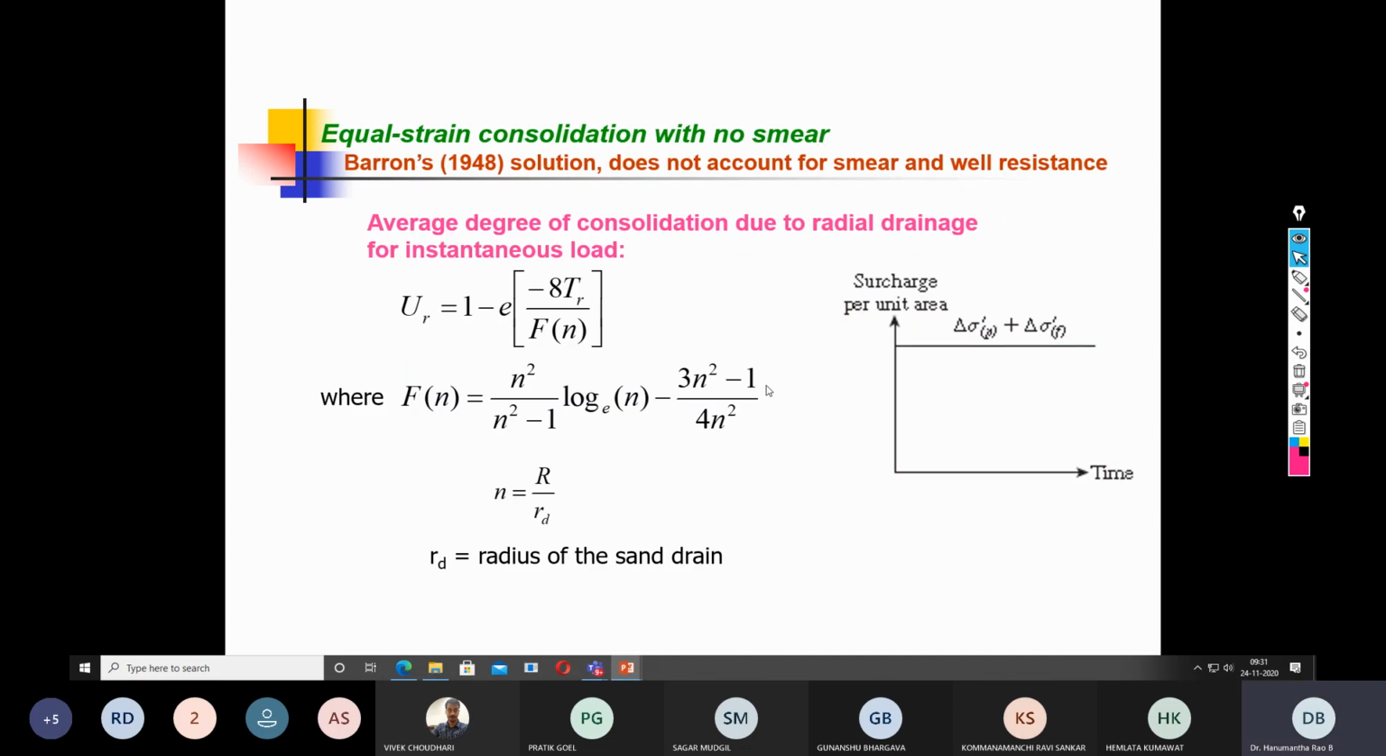Several people worked on providing analytical solutions for three-dimensional consolidation. One of the very earliest people who worked on sand drains is Barron. Barron was the first person to provide analytical solutions for calculating the degree of consolidation based on sand drain technology. He considered equal strain consolidation with no smear effect, that means no disturbance to the soil mass, so everything works as it is. And the surcharge load is applied instantaneously, as you can see here. Although it is practically not possible, this is an assumption.